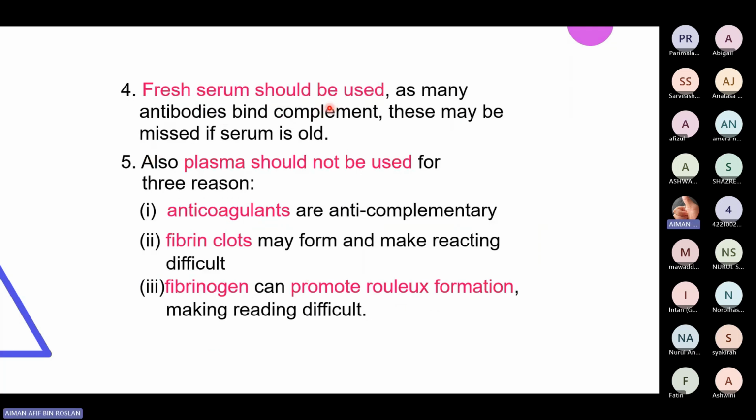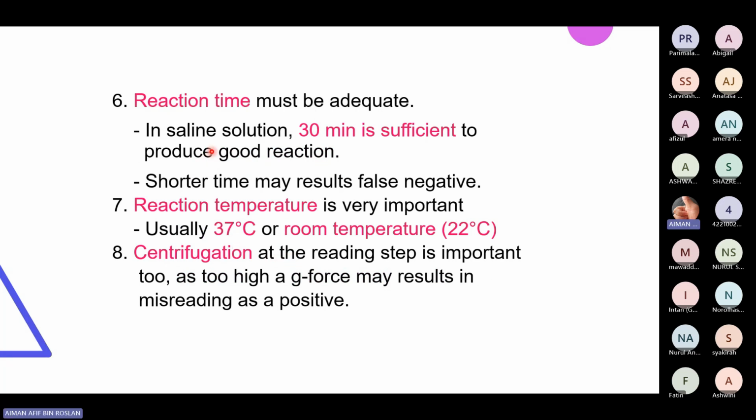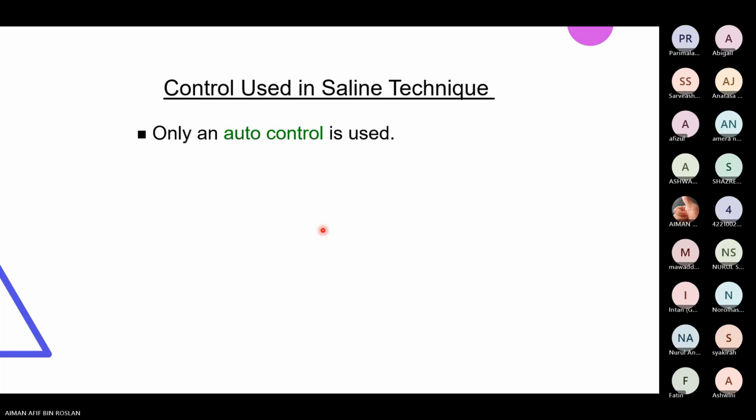Fresh serum should be used as many antibodies bind complement. This may be missed if the serum is old. Also, plasma should not be used for 3 reasons: anticoagulants, fibrin clot, and fibrinogen that can promote rouleaux formation. Reaction time must be adequate. Reaction temperature is at 37 degrees or room temperature. Centrifugation at the reading step is important.